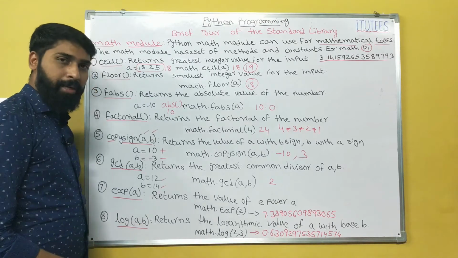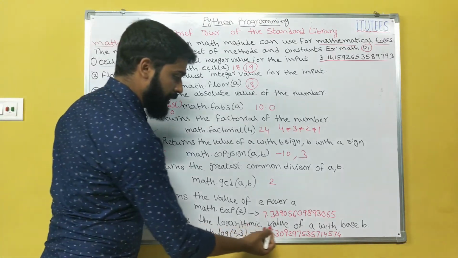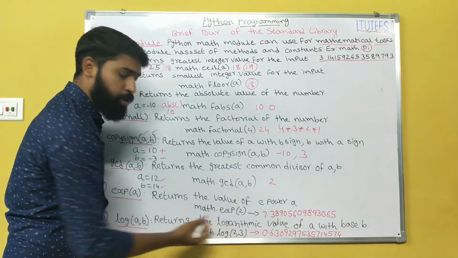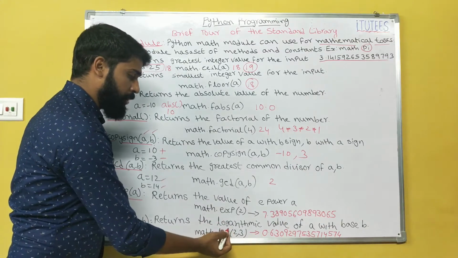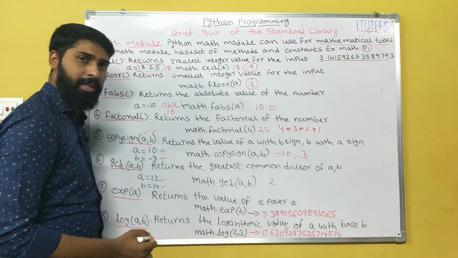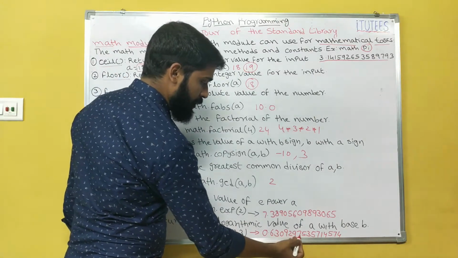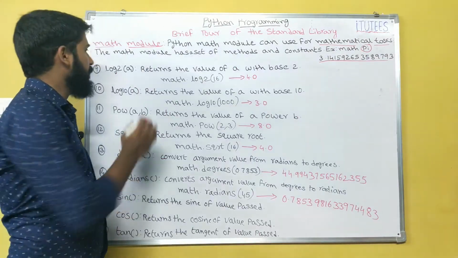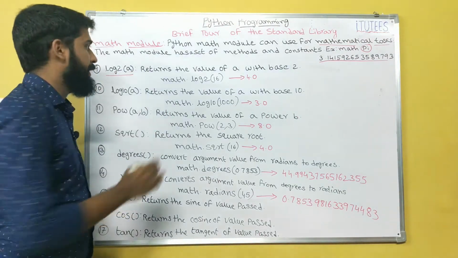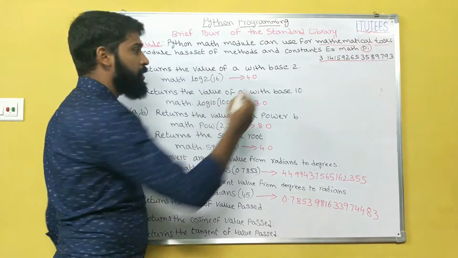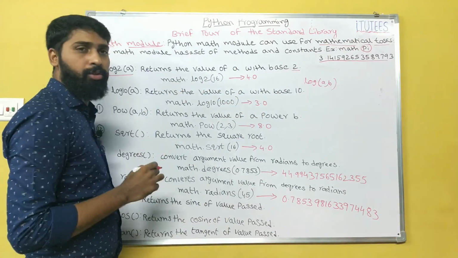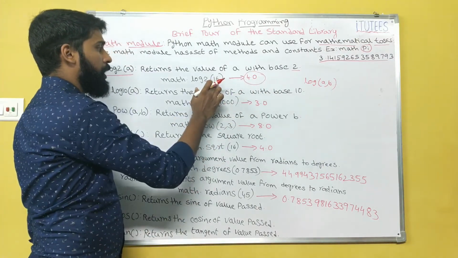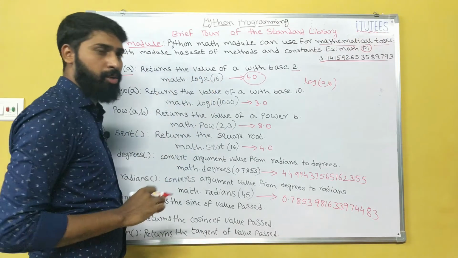The next method is log. log A comma B returns the logarithmic value of A with base B. For example, math.log 2 comma 3 prints the logarithmic value of 2 with base 3, which is 0.6309297535714. Next method is log2 of A. It returns the value of A with base 2. For example, math.log2 of 16 returns 4.0. That means the logarithmic value of 16 with base 2.